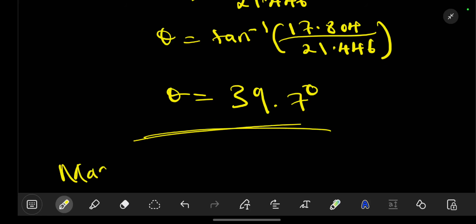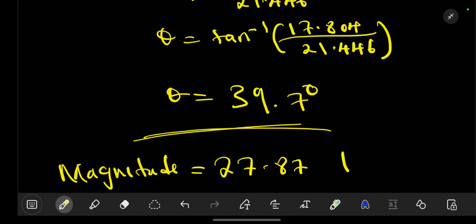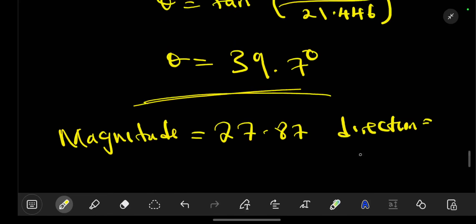So the magnitude we found to be 27.87. Direction is the angle, so direction is equal to 39.7 degrees, like that.